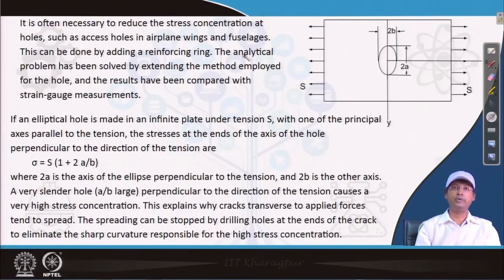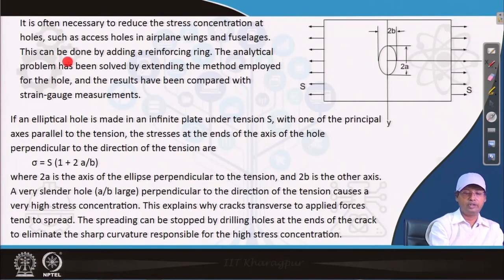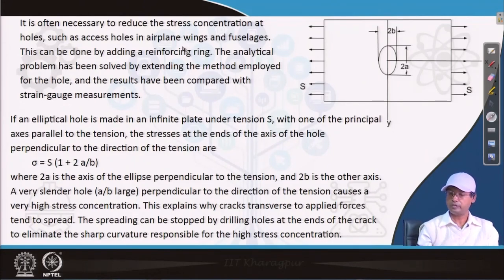We need to lay the fuel pipes and other avionic and control equipment through those ribs. So, we need to have holes. You can't have a structure without a hole, but at the same time we need to use those properly so that it does not go to failure. The analytical problem has been solved by extending the method employed for the hole, and results have been compared with strain gauge measurements. So, what is done? This can be done by adding a reinforcing ring, as I have shown in the last slide. In general, we put a reinforcing ring around that particular hole, and that prevents a lot. So, with that note, we proceed further to this particular case.